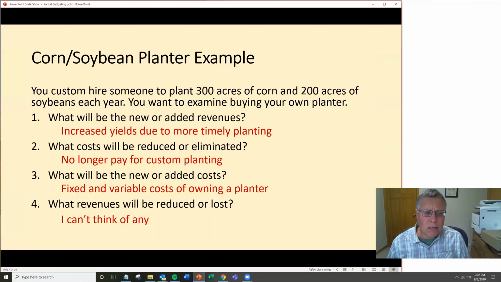So what are some of the costs you're going to reduce or eliminate? The big one is you're no longer going to be paying a custom planter. You don't have to pay that cost anymore. You're not going to hire anybody. Then you go to question 3, what are the new or added costs? You can see quickly, I've got to start paying the costs of owning the planter, both the fixed and variable costs. And then the last question is what revenues will be reduced or lost? I sat and thought about it, and I can't think of any in this situation, but in other situations, there could be other revenues that will be lost.